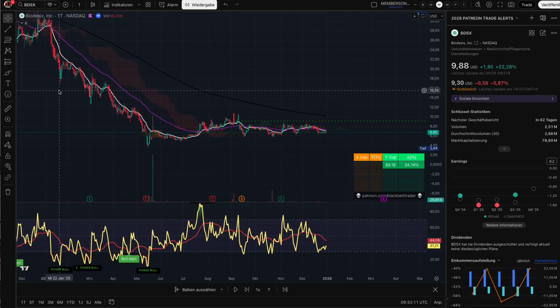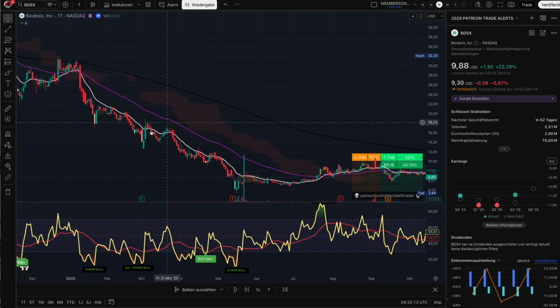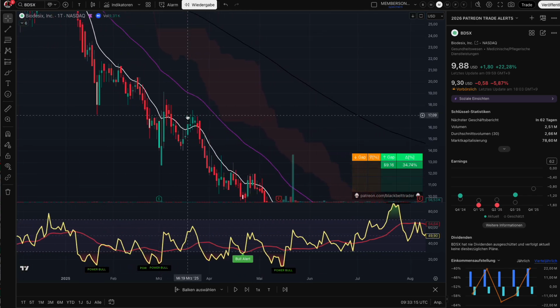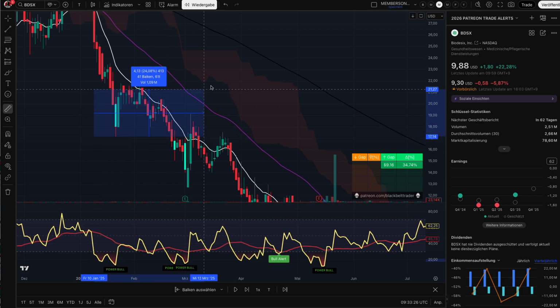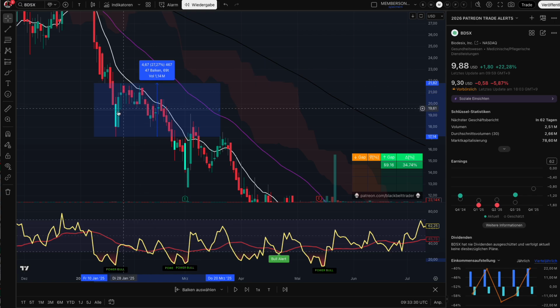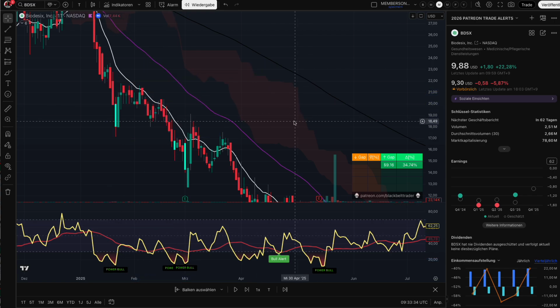The first signal was here. So what the indicator is doing, it prints some colored candles. You can, of course, enable and disable these candles here in the settings. But what we had here, we had a Powerball signal, and the technical reaction which the stock made after that was 27%. Not a big squeeze, but at least 27% technical reaction when this signal has been printed.